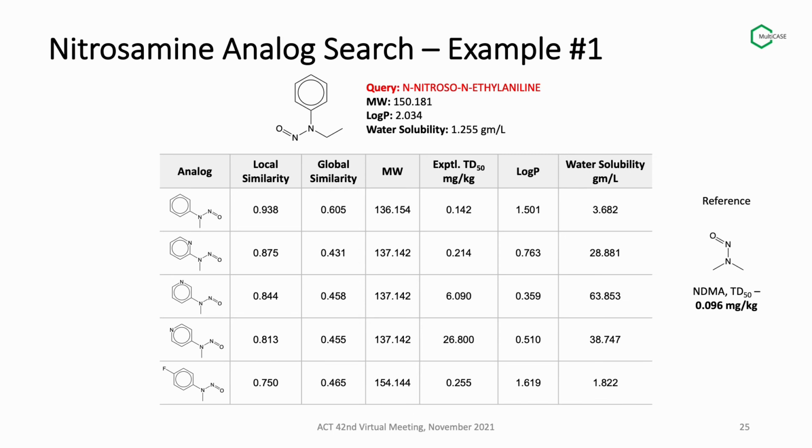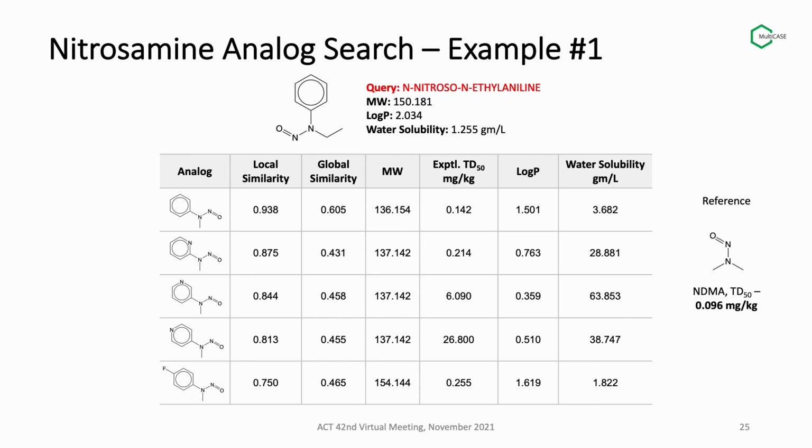And the analogs also look pretty close to the query chemical. After the similarity values, we are reporting molecular weight, which is calculated, of course, and the experimental TD50 values in milligrams per kg for every analog. Please note that these are experimental TD50 values for every analog. And then the last two columns are for predicted log P and water solubility values for the analogs.